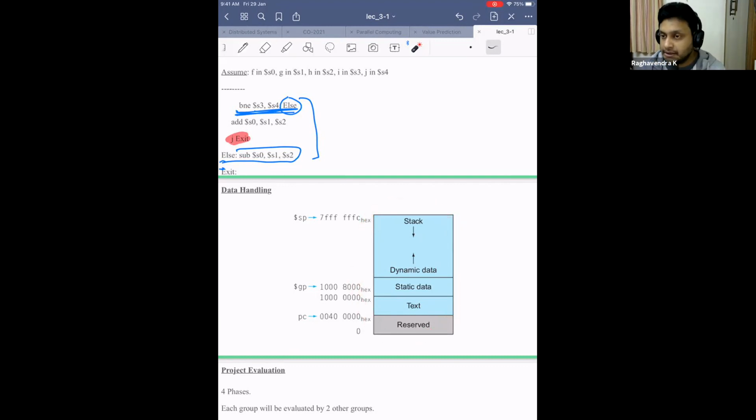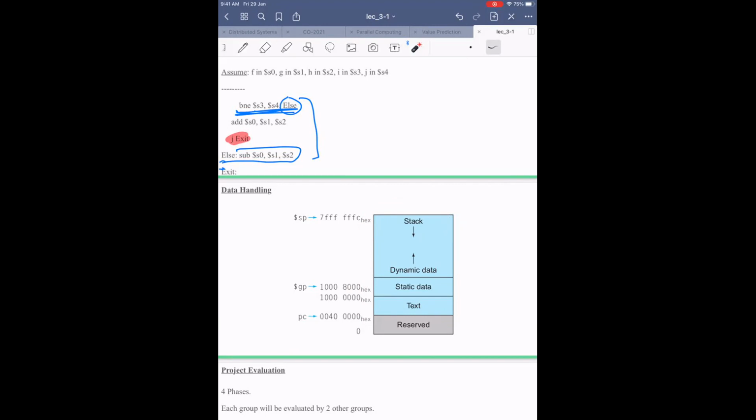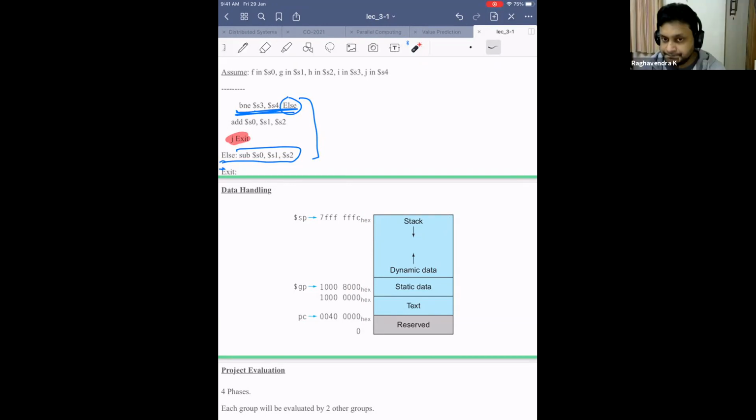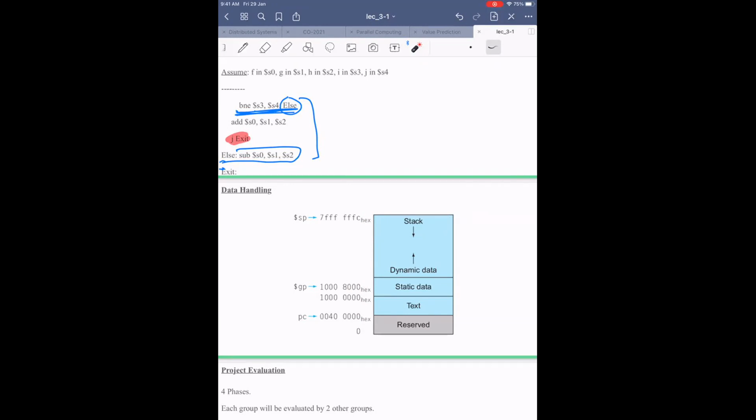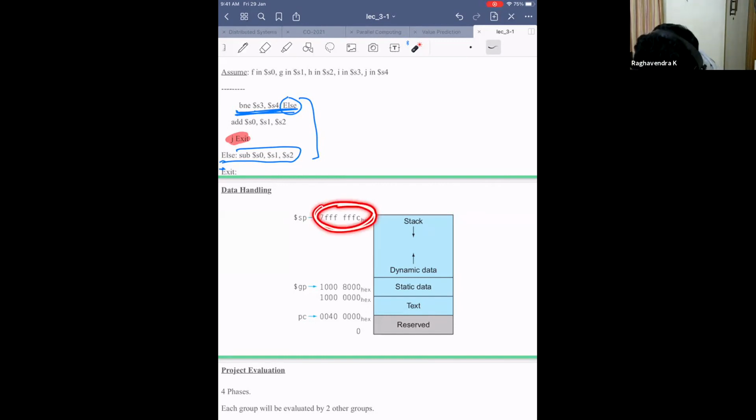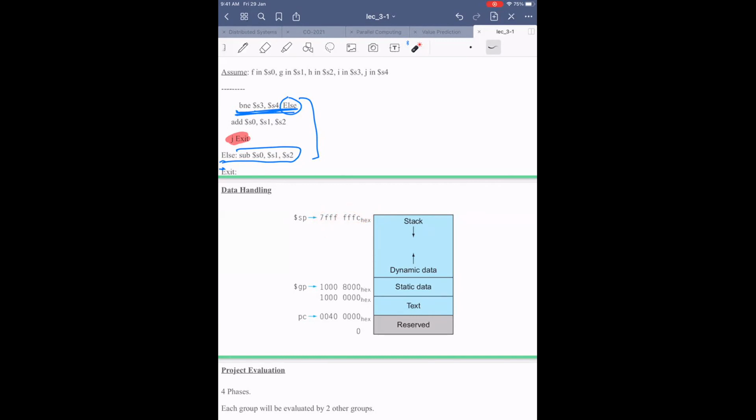Is this okay? Sir, after SP, is it the initial address and final address? 7FF and... No. This is one address. Yeah, it's just a space to show you. Generally people use a space here, but you don't have to. So there is no space here. It's one address. Okay, sir, fine.